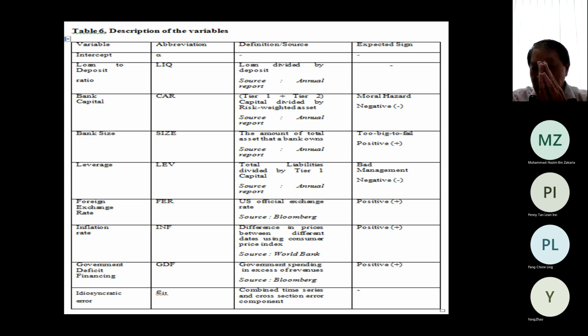You need to define how you calculate, because there are many ways to calculate each of the variables. Therefore, I say for each of the variables, you need to define very clearly so that people know how you get the statistic, or how you get the data, or how you calculate the data.